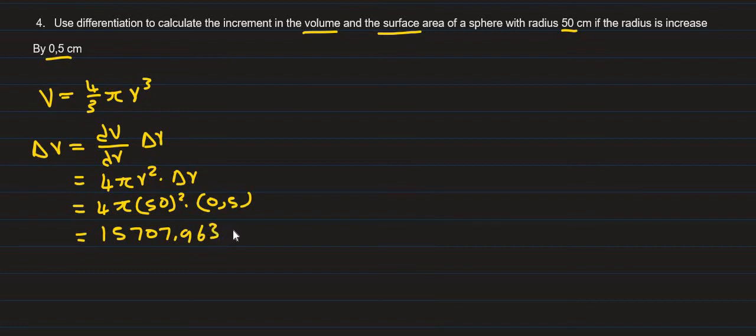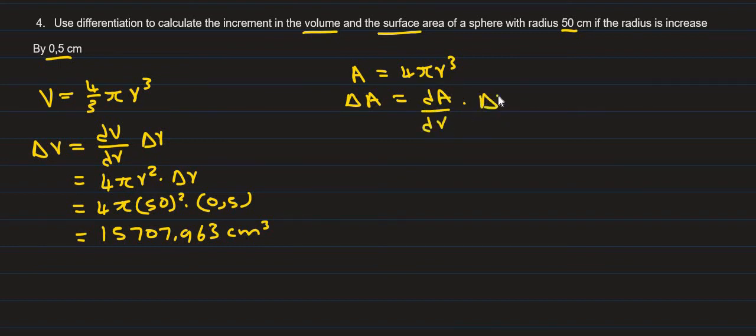This gives 5707.963 cm cubed for the volume. Then for the surface area of the sphere, the change in surface area, the surface area is 4 pi r squared. The change in A is the derivative of A with respect to r multiplied by change in r.